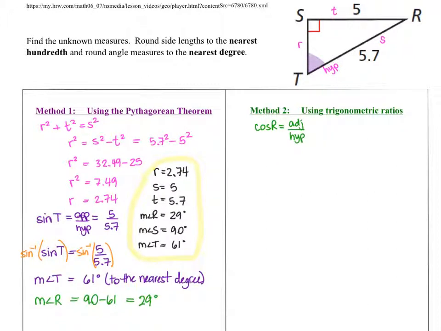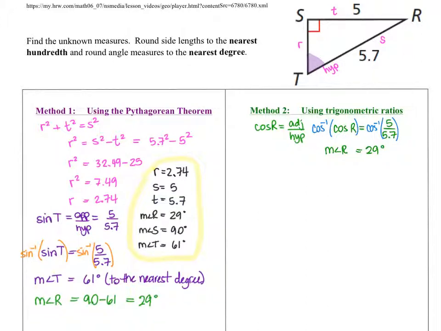And just as we did a few minutes ago, we need to give ourselves a little bit of room to use the inverse function. So the cosine of angle R is equal to 5 over 5.7. Then we take the inverse cosine of both sides. On the left-hand side, we end up with the measure of angle R, and on the right-hand side, we're going to be in our calculator, inverse cosine of 5 over 5.7, giving us a measure of 29 degrees.